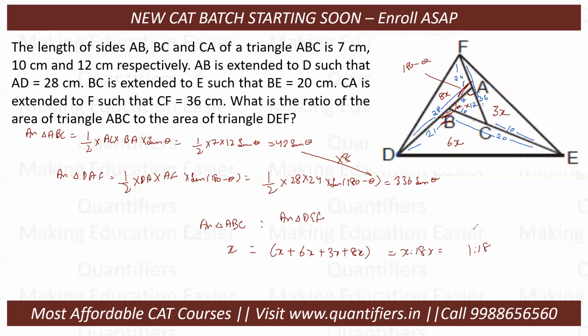The exact value will depend upon theta, but overall I can get the ratio of these two triangles in this way. I can also find the exact value if I had to, because 7, 10, 12 will give me the area using Heron's formula, and I can find the rest of the areas. So this completes my question of the day.